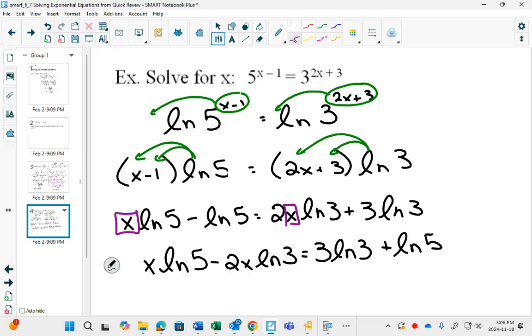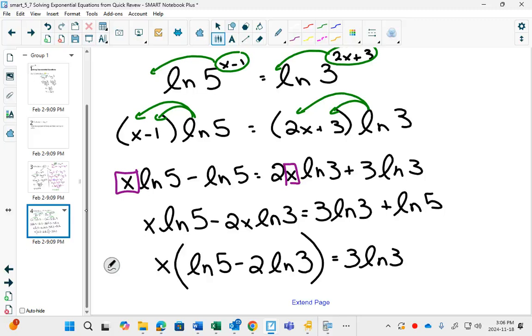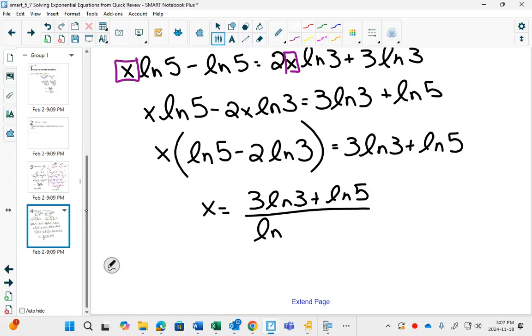Once I get x's on one side, I'm going to factor it out. If I take the x out of both of those terms, I'd be left with natural log of 5 minus 2 natural log of 3. This side would stay the same. Bet you're happy right now that we're not writing log. Look how many letters we're saving. And finally, you're not copying this down anyways, I'm just saving letters. Divide by this.